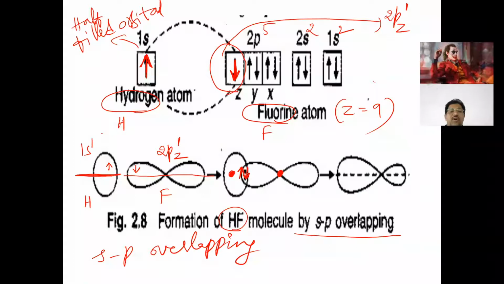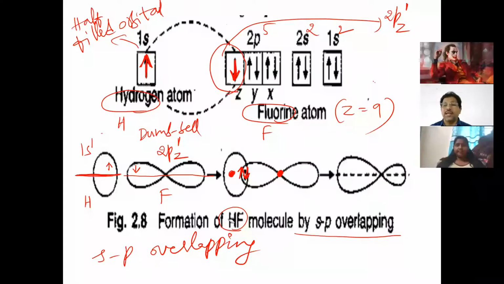The electron pair, the bond pair, is between the hydrogen nucleus and fluorine nucleus. Now, due to s and p overlapping, what is the shape of the p orbital? Dumbbell shape. Dumbbell shape is for the p orbital and spherical shape is for the s orbital. The spherically shaped s orbital and dumbbell shaped p orbital overlap with each other to form the HF molecule. Hydrogen fluoride molecule is formed by sp overlapping. Is that clear now?